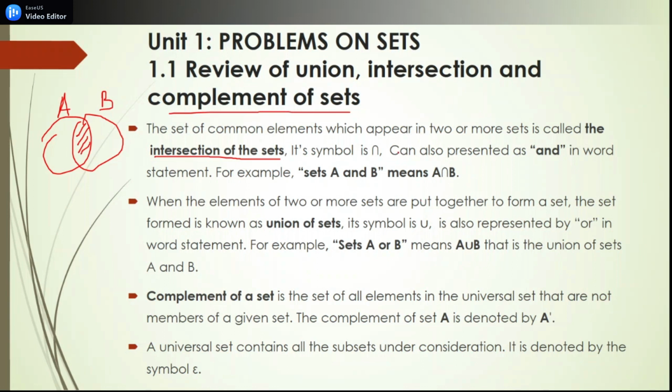It's written with this symbol. You have the symbol of intersection. Intersection of A and B is written as you see here. It means set A and B.